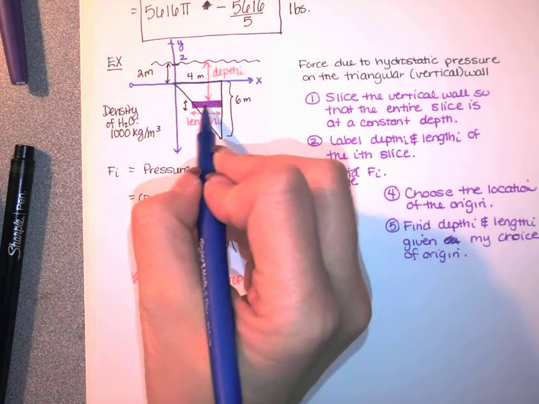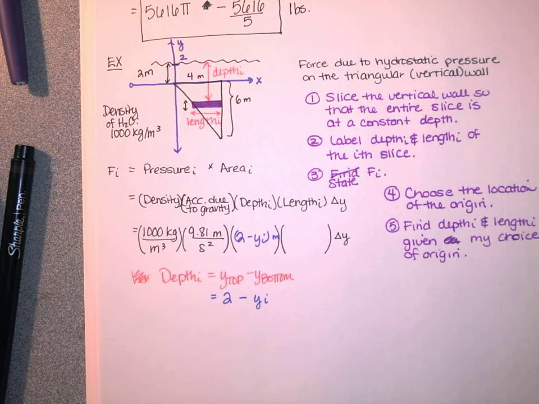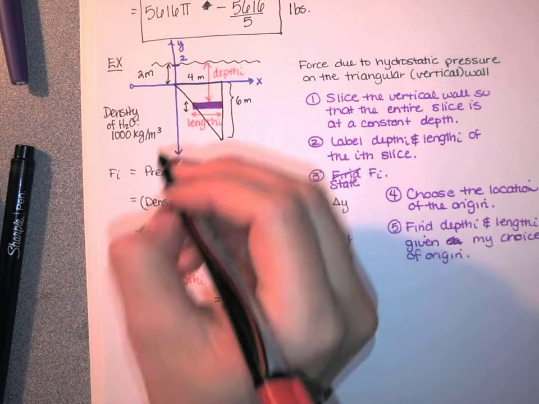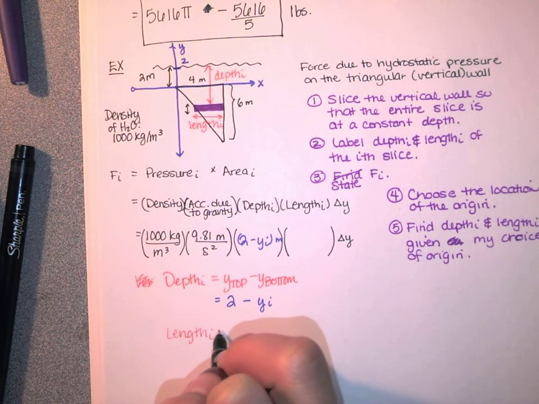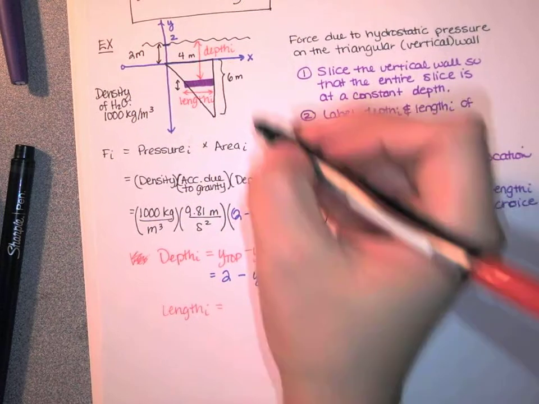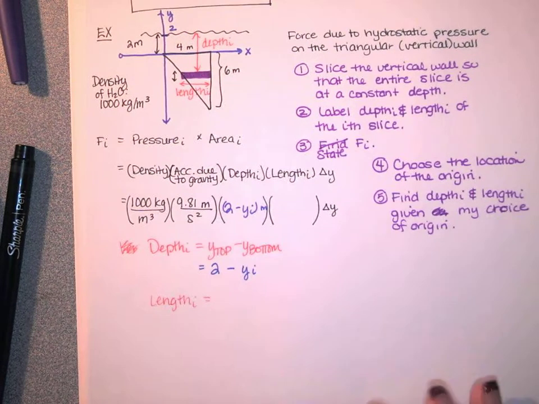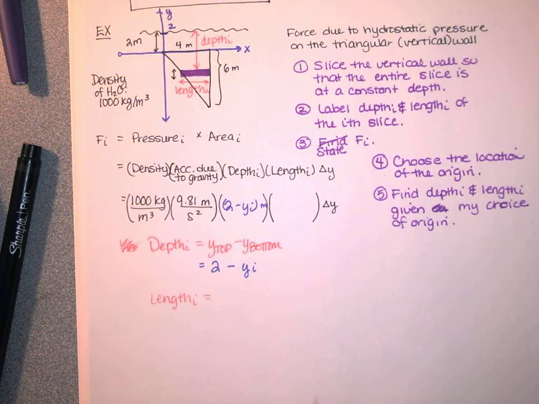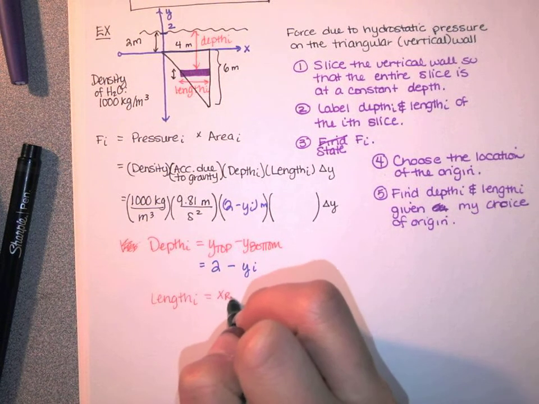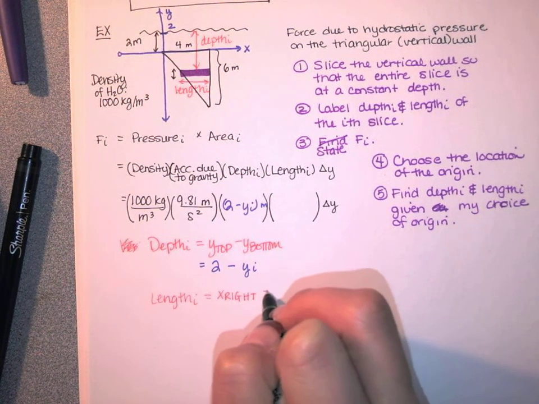And the length is the distance from there to there. Now length is a horizontal distance, and this is going to be the case with all of your pictures. Your depth is going to be vertical and your length is going to be horizontal. So we've got x on the right minus x on the left this time.